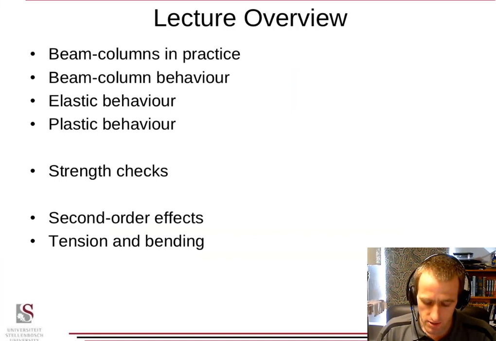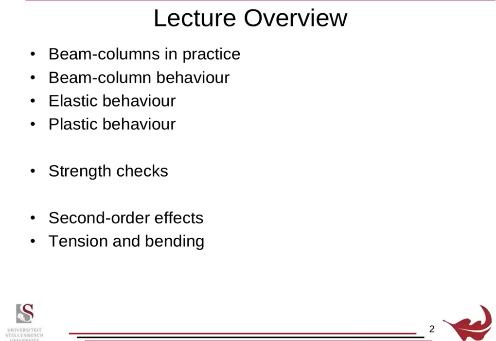So just an overview of what we're going to be going through. First, a look at beam columns in practice. So where do you have members that experience both bending and compression, or bending and tension? And then beam column behavior, elastic behavior, plastic behavior. The main focus is strength checks. That will be the bulk of what we're looking at, and then how to do the different strength checks. And then we're also going to be looking at second order effects and tension and bending.